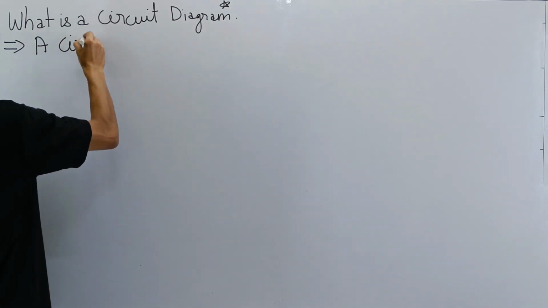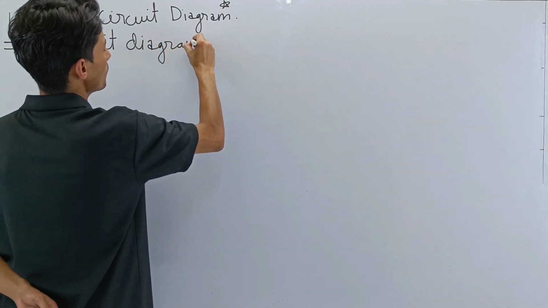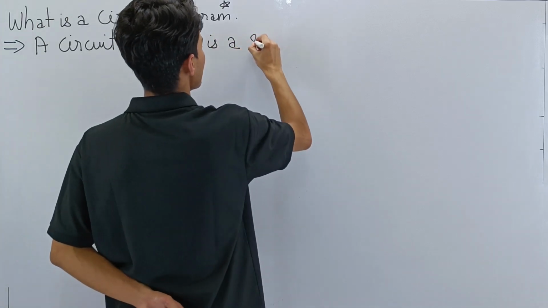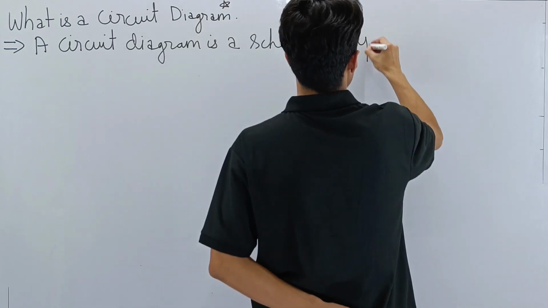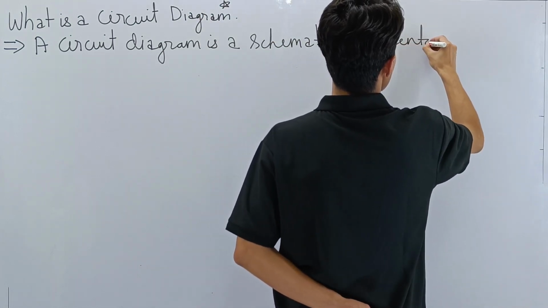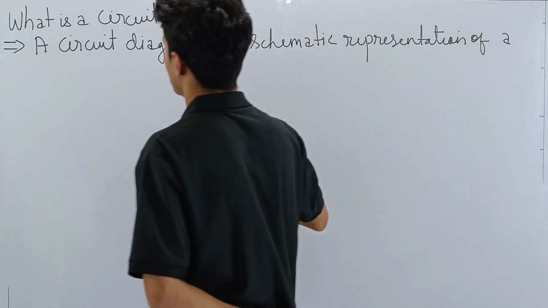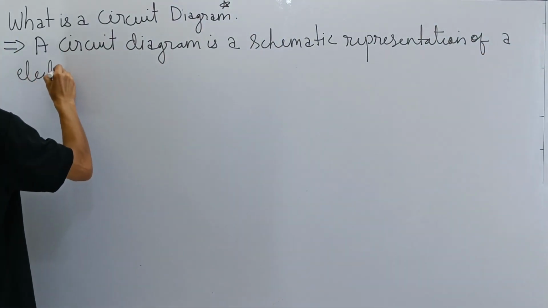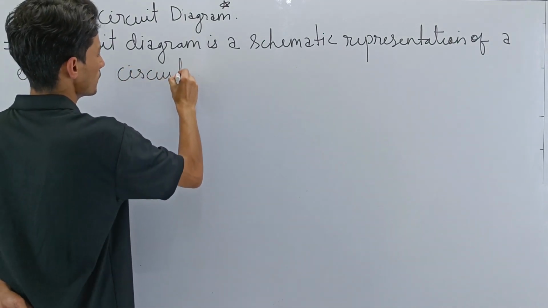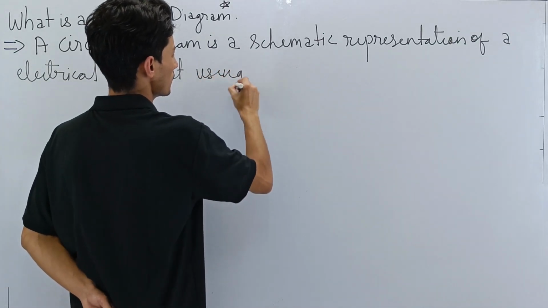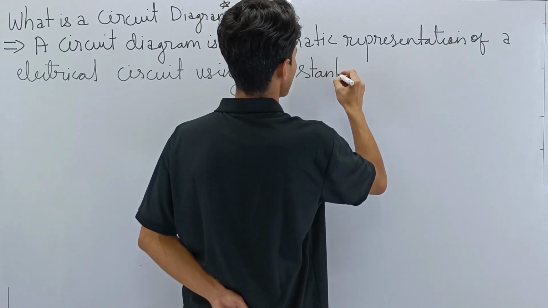A circuit diagram is a schematic representation of an electrical circuit using the standard symbols.